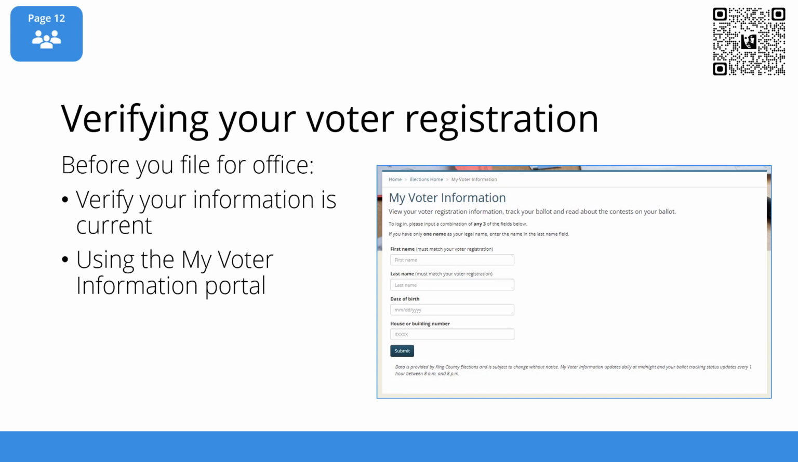You'll want to verify that your voter information is up to date through our My Voter Information portal. Make sure that your first and last name, date of birth, and addresses are correct. Take note of exactly how your first and last name appears on your voter registration, as this will be needed later to log in to the candidate portal.